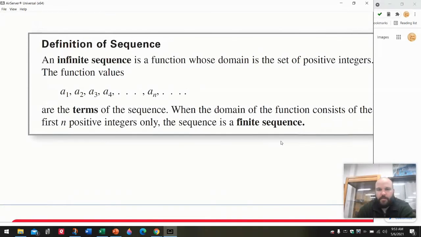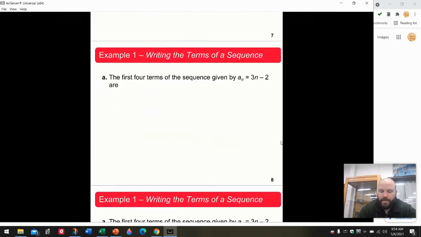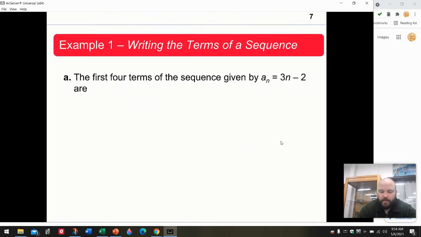Now, there are two types of sequences. There are infinite as well as finite sequences. So some sequences stop, and if they stop, they're called finite. If they continue to go on, they are called infinite. On occasion, it is convenient to begin the subscript with a 0. Sometimes you'll see that. So you can see here a sub 0 is indicating the first term in the sequence, and then we have a sub 1, a sub 2, a sub 3. The standard is normally a sub 1 means the first one, but like I said, on occasion you will have a sub 0 that will indicate the first number in the sequence.